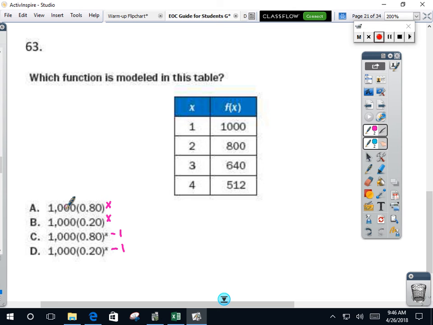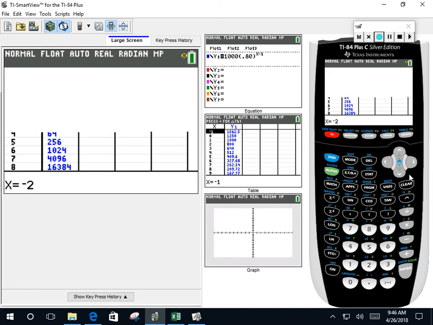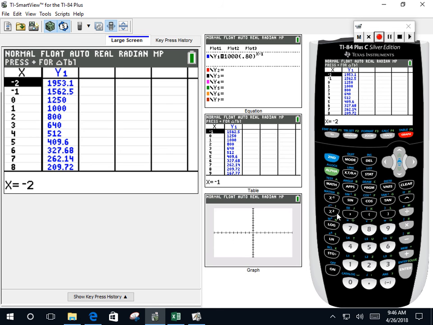And then from there, couldn't you graph each one of these and see which one corresponds to that table? Okay. So let's start with C. 1,000 times 0.80 to the x minus 1 power. That's right. Okay, I'm going to go straight to the table and see if it matches the table on my paper.